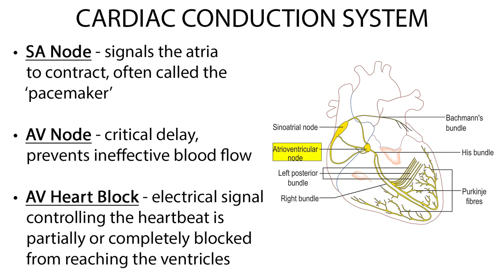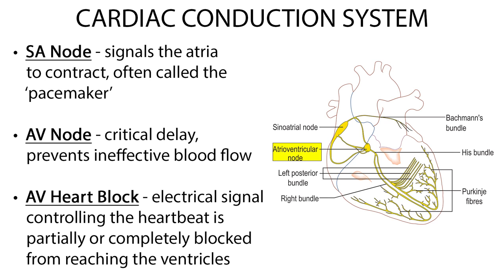A normal heartbeat is initiated by an electrical signal which starts in the sinoatrial or SA node, the heart's natural pacemaker located in the right atrium. The impulse travels through the atria, moving down to the atrioventricular or AV node, located in the center of the heart between the atria and ventricles. The AV node functions as a critical delay in the conduction system, preventing the atria and ventricles from contracting at the same time, which would cause an ineffective flow of blood through the heart.